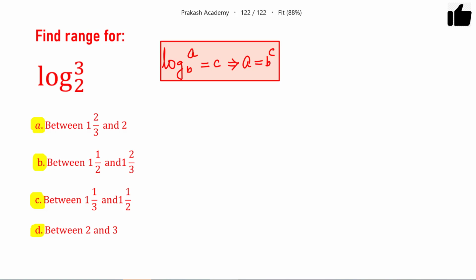The number given is log of 3 on base of 2. Let us call this x. So from the definition of log I can say 3 equals 2 raised to the power x, or we can also say 2 raised to the power x equals 3. So let us find the upper bound of this number.